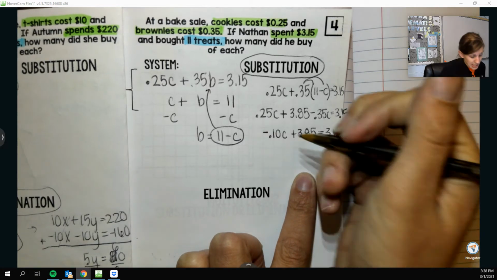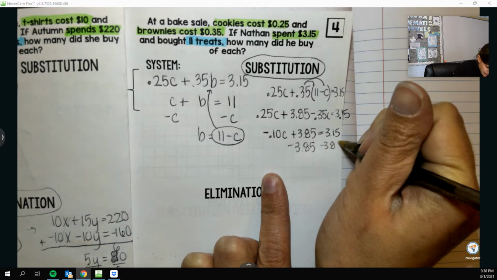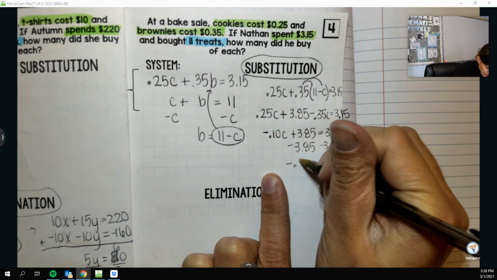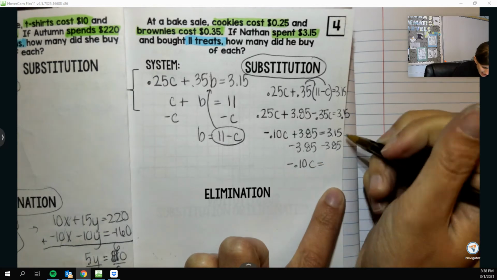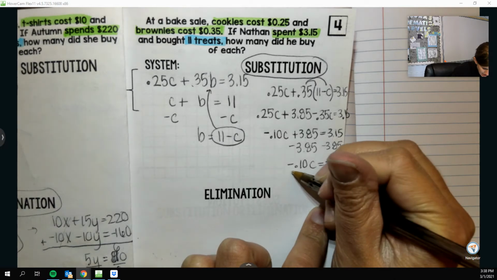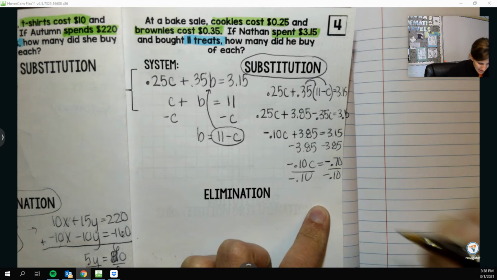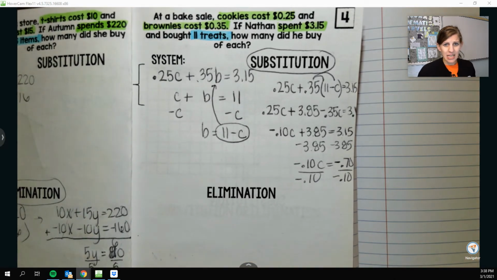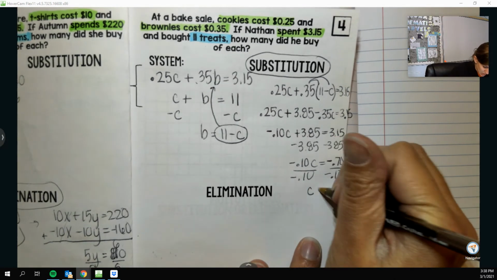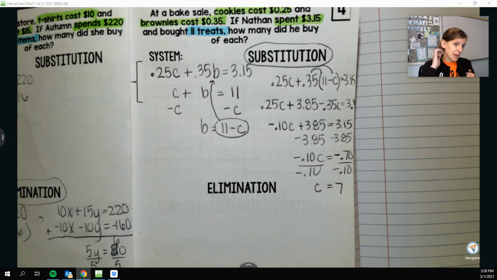Then I'm going to start solving for C. So I'm going to subtract that 3.85. So we'll have negative 0.10C, and when I subtract here, I'll have negative 0.70. And so when I divide by negative 0.10 on both sides, I think it's just going to be 7, right? Oh my God, the decimals. 0.7 divided by 0.1 is 7. I just had to double check. So C equals 7. Now, maybe it would have been easier with elimination, but I don't know.